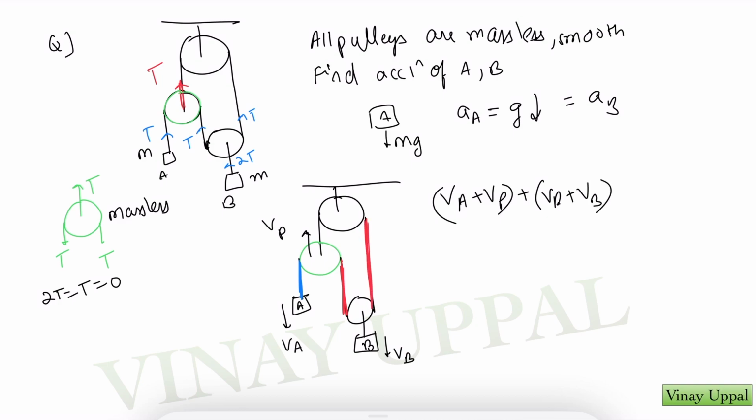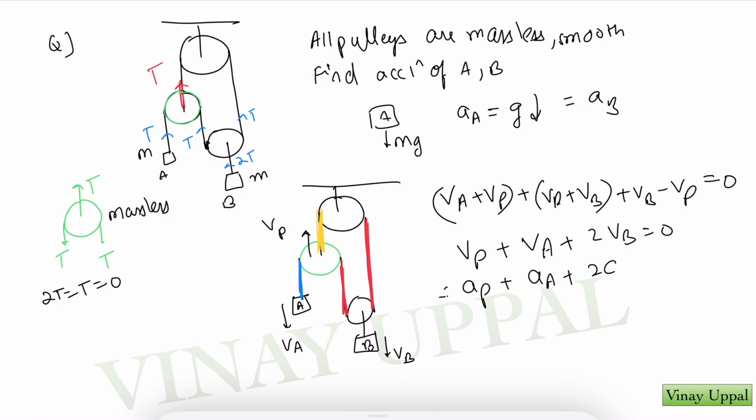What about this long red length? That is only increasing at a rate of VB. And finally, what about this yellow length? That is decreasing at a rate of VP. This should be 0. We'll have VP plus VA plus 2VB is 0. And therefore acceleration of pulley plus acceleration of A plus 2AB is 0. And I already know acceleration of A and B are g. So acceleration of pulley would be minus 3g. So the negative sign just denotes it's opposite to the direction in which we assumed. We assumed the pulley to be going up. So the acceleration of pulley will actually be 3g in the downward direction.